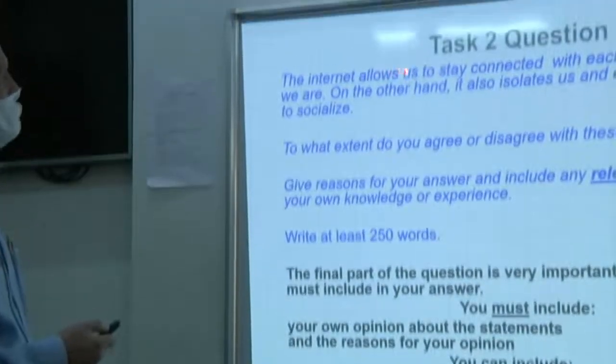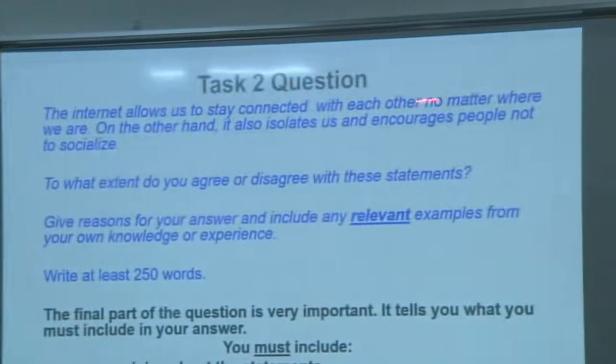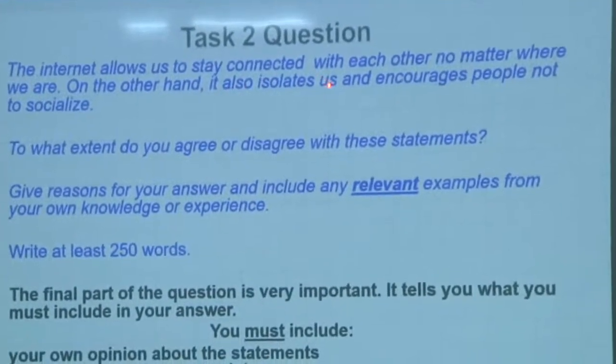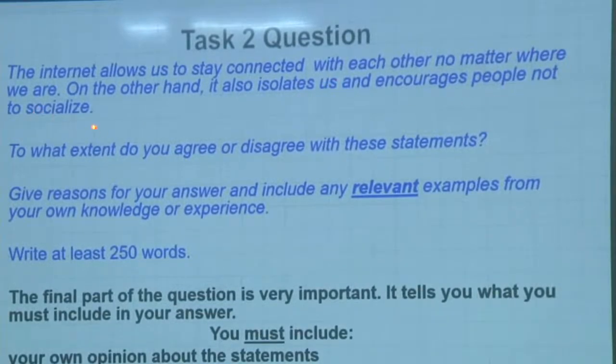The internet allows us to stay connected with each other no matter where we are. On the other hand, it also isolates us and encourages people not to socialize. So there's balance there. It allows us to stay connected no matter where we are. But on the other hand, a contrasting idea, it also isolates us, keeps us away from people, connected, isolation, and encourages people not to socialize.